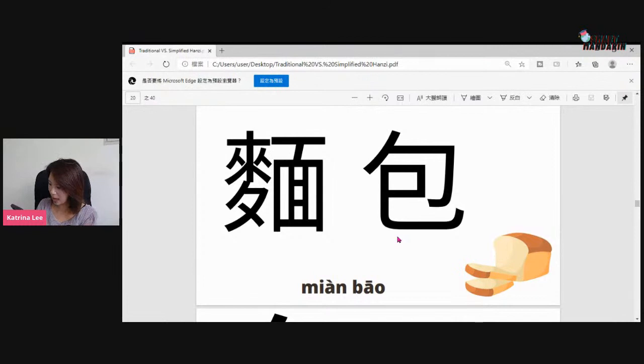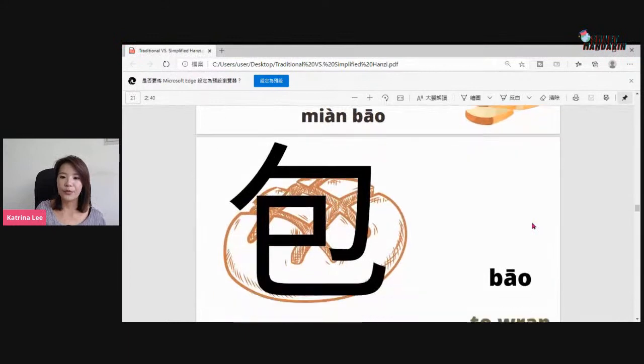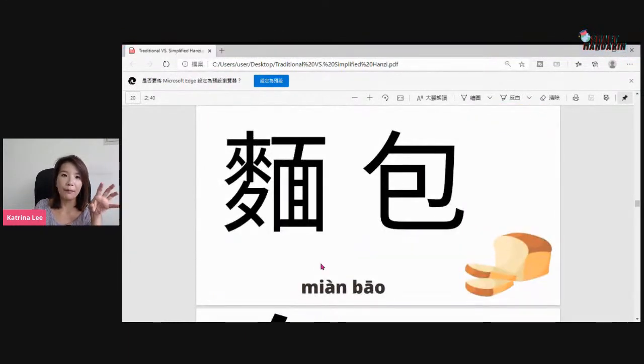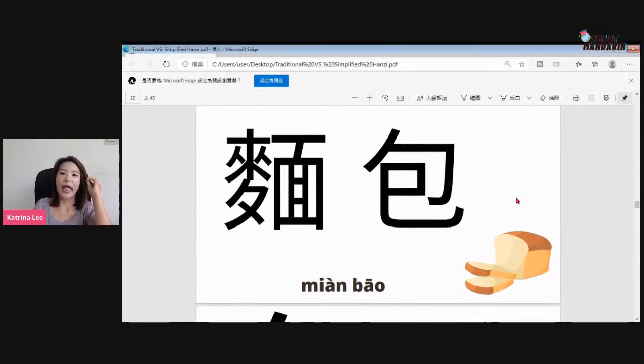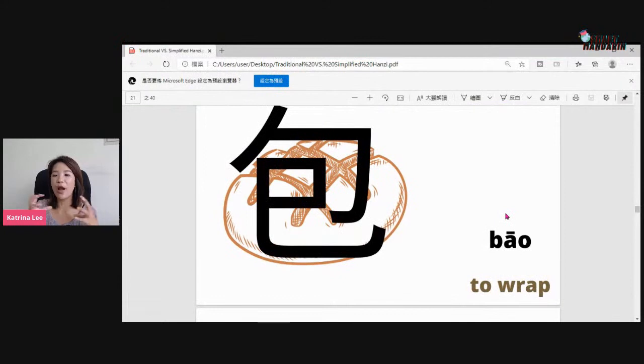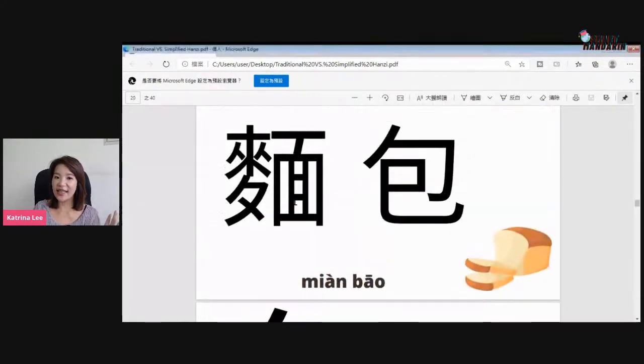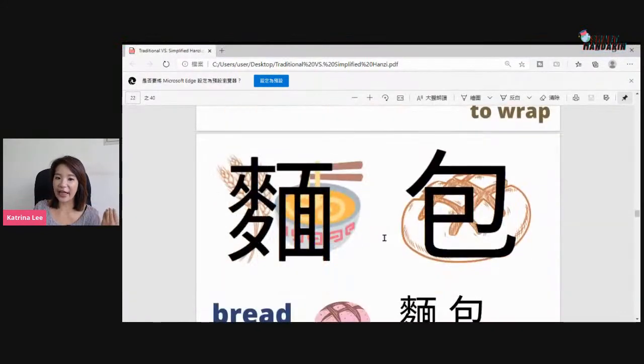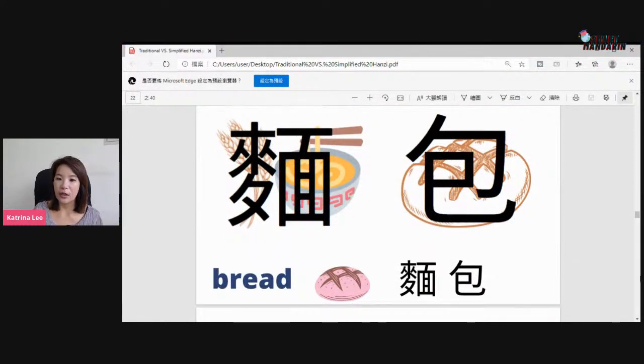Okay, 面包 bread. So you saw the origin of this character 面, right? And let's take a look at 包. 包 is wrap. The meaning of 包 is wrap. So noodle wrap, dough wrap, means bread. So this word means bread. 面包, bread.